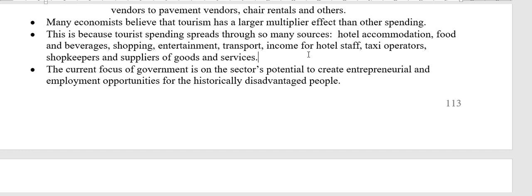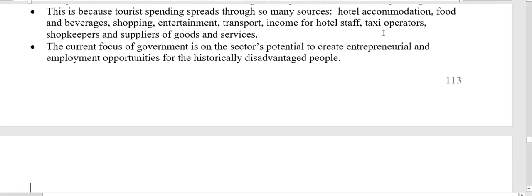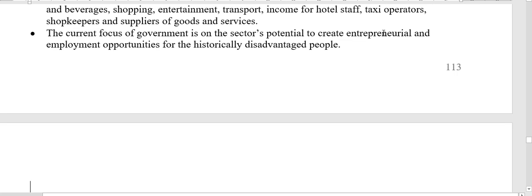Jobs are created at hotels and other forms of accommodation. Jobs are created by restaurants and shops and entertainers and transport, taxi drivers, hotel staff, the cleaners, the receptionists, the cooks in the kitchen, the waiters in the restaurants, taxi operators, shopkeepers, the farmers. They can employ more farm workers because they are planting more stuff because we need to supply the restaurants with food for the tourists.